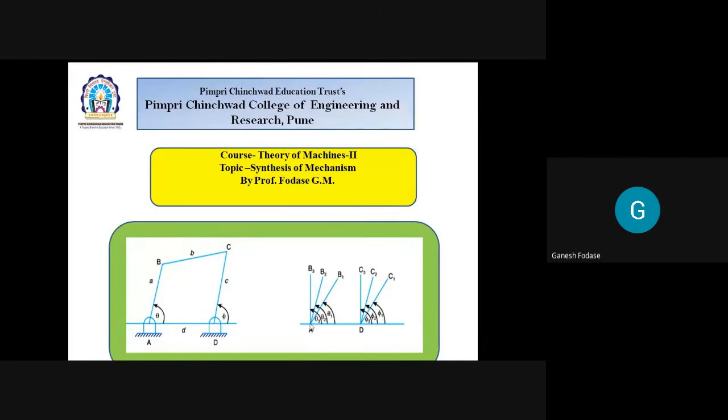So we'll start unit number 5, synthesis of mechanism. Before starting this unit, as we already discussed some analysis part in theory of machine, I want to ask you what basic difference you know between synthesis and analysis.